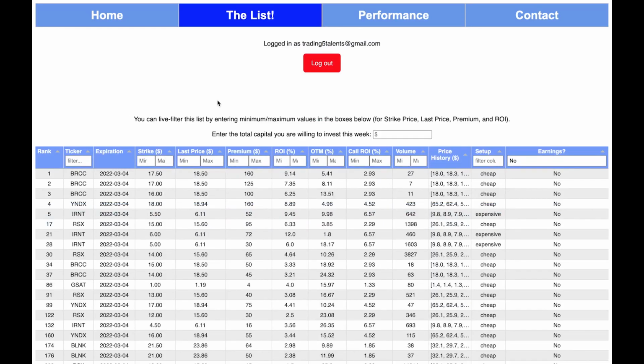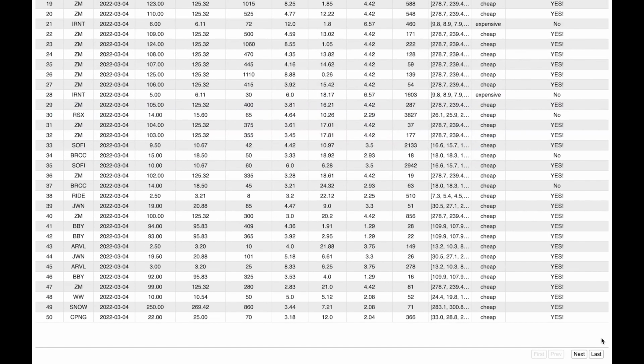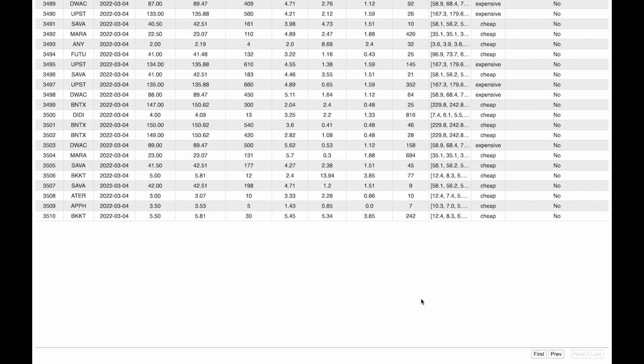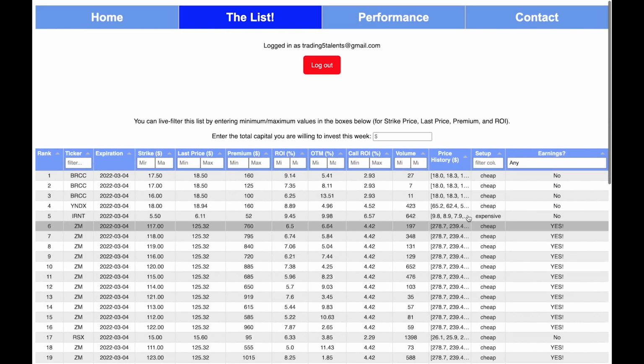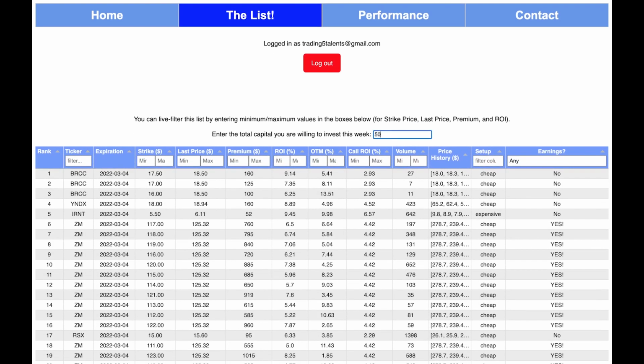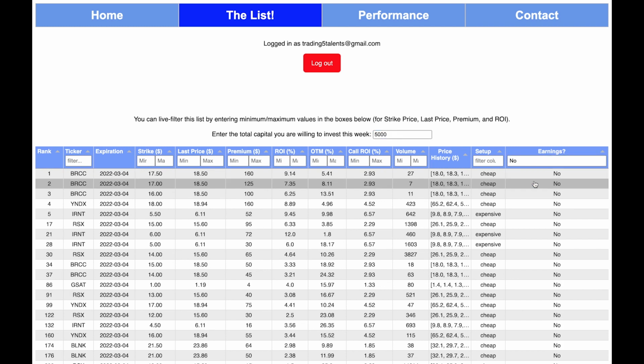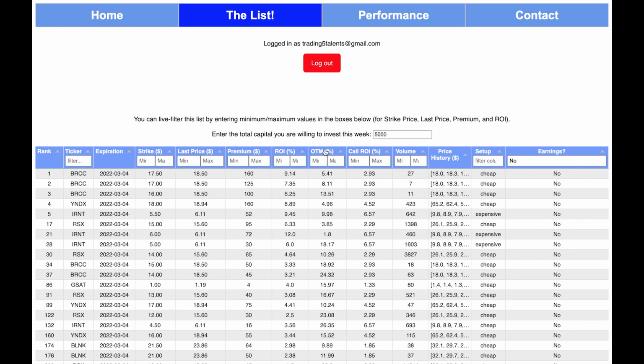All right, here's the list from last week. You can see the expirations are 3/4. If we scroll down, you can see that there are 3,510 plays that are recommended from this algorithm. What I'm going to do is enter the amount of money that I am willing to spend for this week, and also make sure that I don't have any earnings plays. The next thing I'm going to do is make sure that the ROI minimum is set to 2%, because I want a trade that's worthwhile.